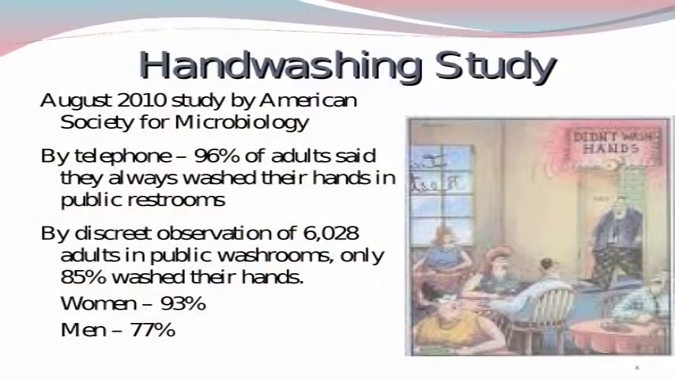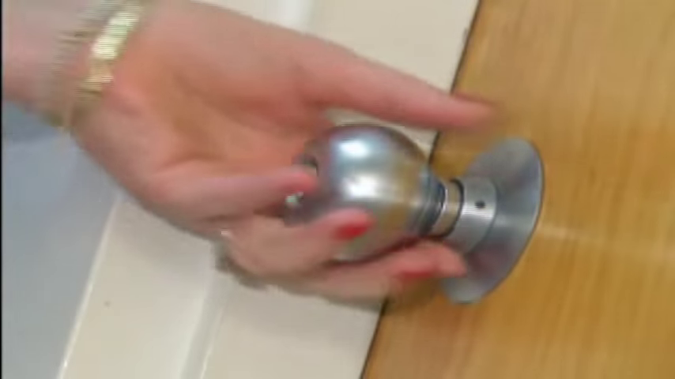So then what they did is they did discrete observations. So they actually housed themselves in these washrooms and recorded how many people washed their hands or not. And out of the 6,028 people that they watched, only 85% of people washed their hands. Women were way better at it than men. So women came in at 93% and men at 77%. So even though we say that we wash our hands, obviously sometimes we don't. And yeah, those public washrooms, you're gonna wanna be washing your hands. So I thought I would just show you a little movie here.